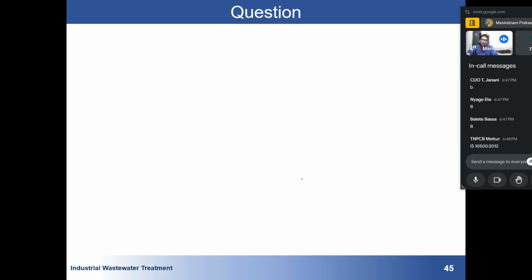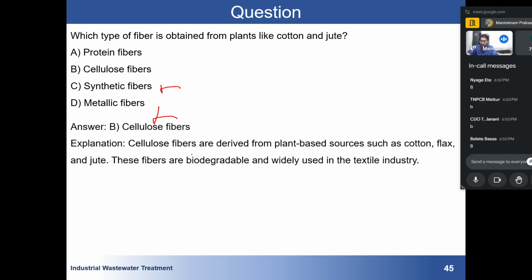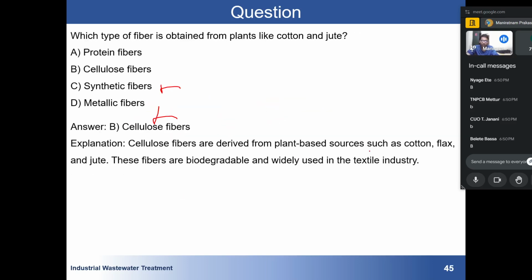Okay, this was an easy question. Which type of fiber is obtained from plants like cotton and jute? Yes, the correct answer is cellulose. Cellulose fibers are obtained from plants such as cotton. From where are protein fibers extracted? Anyone?